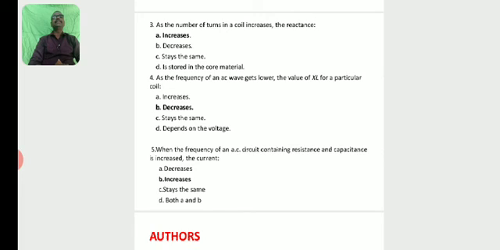Then the fifth one: when the frequency of an AC circuit containing a resistance and capacitance is increased, the current also increases. So as the frequency increases, capacitive reactance decreases. As the capacitive reactance decreases, the current increases.